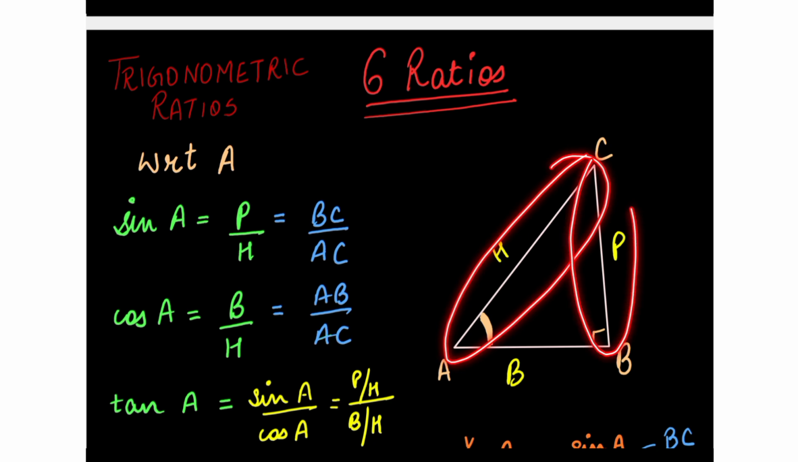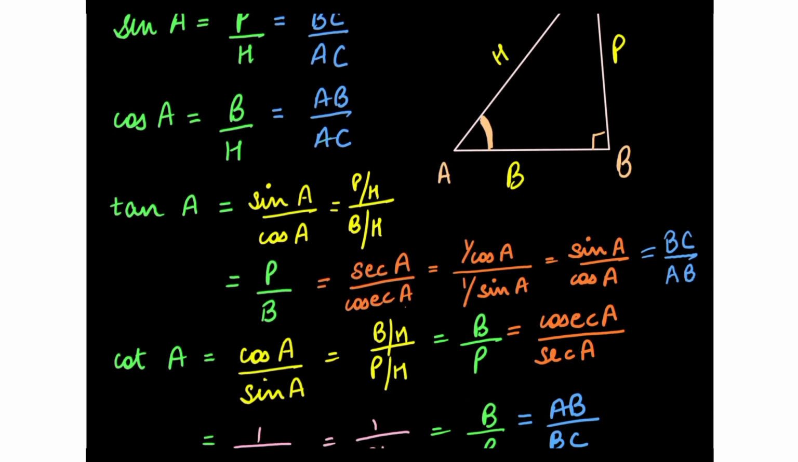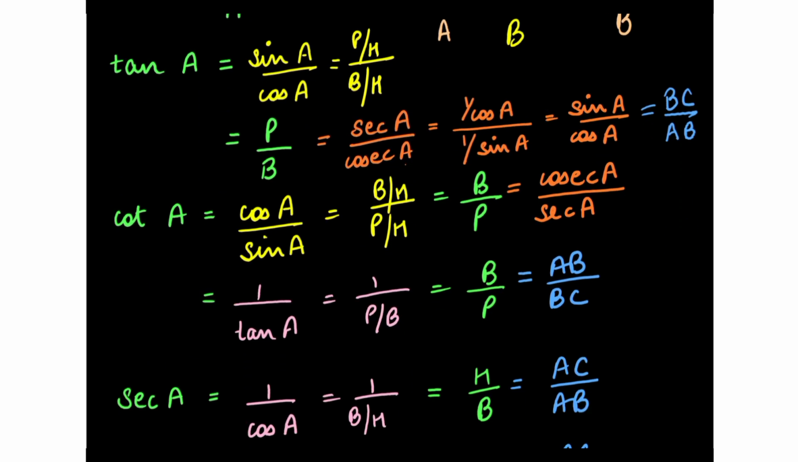Now, the important thing is tan A can be written in form of sin A and cosine A, their ratio, and it can also be written in terms of cosecant A and secant A. That gives us secant A upon cosecant A. Same is with cot A. Cot A can be written in form of cos and sin, and it can be written in terms of cosecant and secant also.